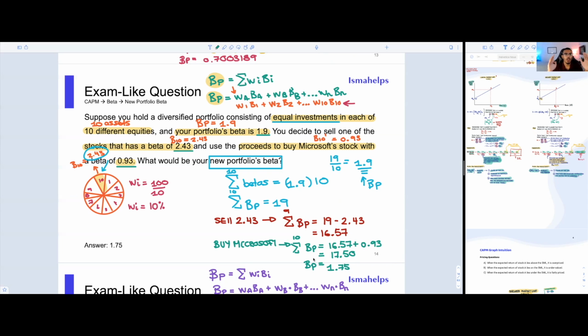So that said, I hope this gave you an introductory view on how to solve for new portfolio betas and how to do it quickly. Hopefully the context also helped.